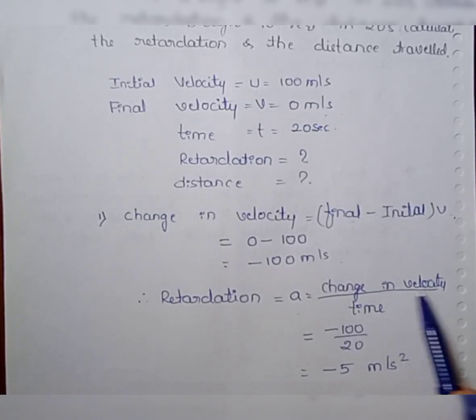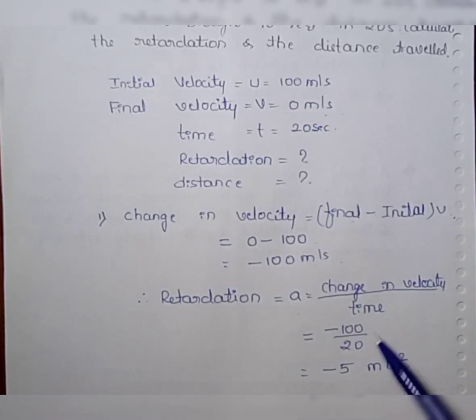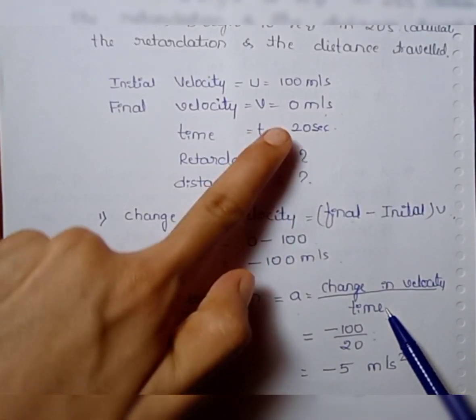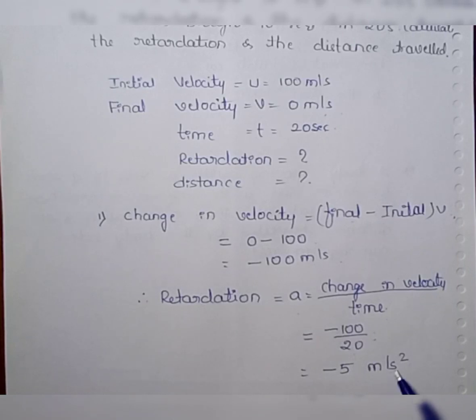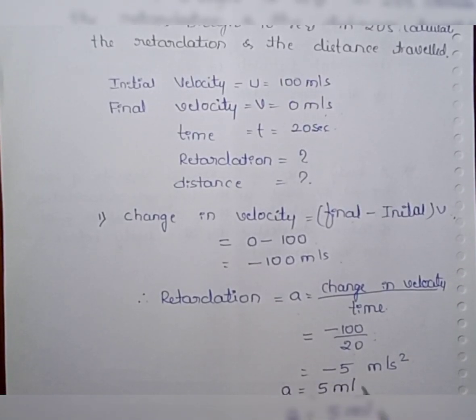a is equals to change in velocity, minus 100 meter per second. Substitute that one, minus 100 divided by time value 20 second, divided by 20, which gives the retardation minus 5 meter per second square. Means retardation which is always in negative, so which gives retardation a is equals to 5 meter per second square. Retardation means itself it is minus a.